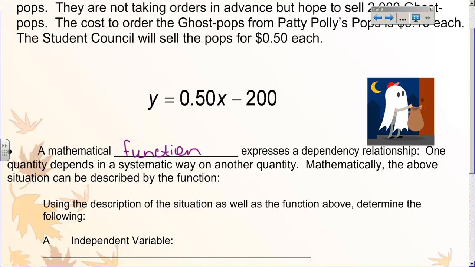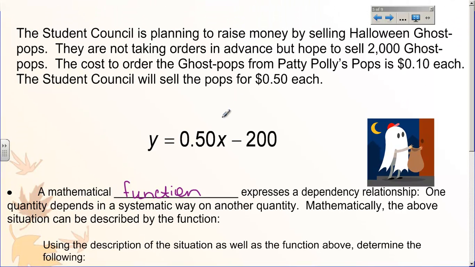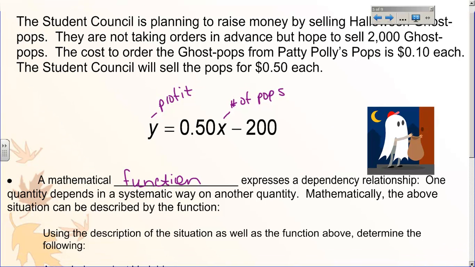This is the mathematical function for the situation above. So using that description of the situation as well as the function, we're going to determine the independent and dependent variables. If you look at the situation, x we know is the number of ghost pops because they are 50 cents each. So I'm just going to say it's the number of pops. y then is their profit because they're trying to make money. That's their goal. So your two variables are profit and number of pops.